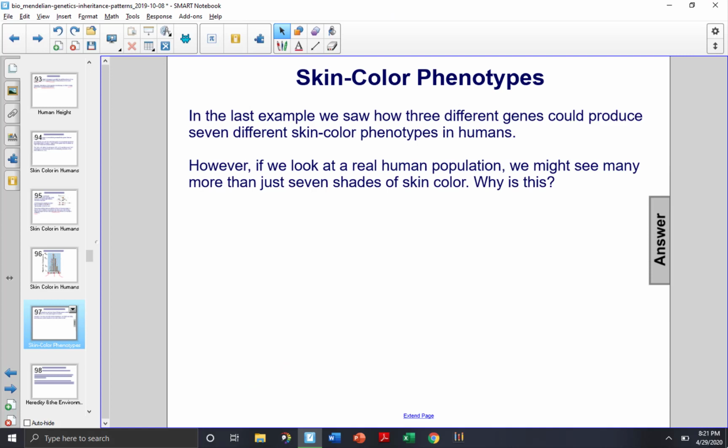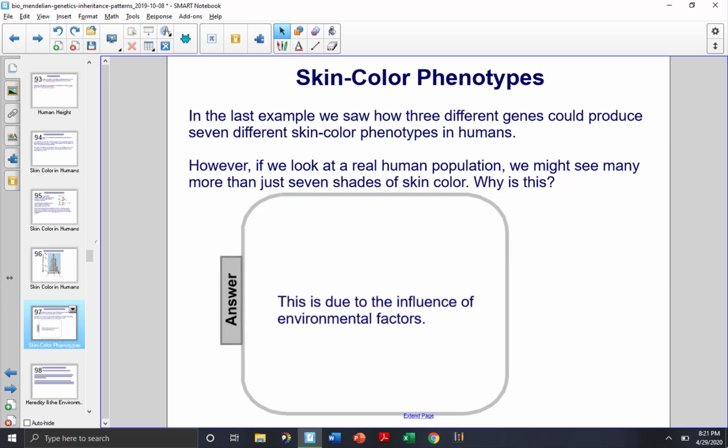Skin color phenotypes. In the last example, we saw how 3 different genes could produce 7 different skin color phenotypes in humans. However, if we look at a real human population, we might see many more than just 7 shades of skin color. Why is this? It is due to the influence of environmental factors. For instance, the intensity of UV light from the sun. During the summertime, many people may have darker skin. Or even things that people eat. For instance, eating a lot of beta carotene as seen in carrots could actually cause your skin to become a little orangey.